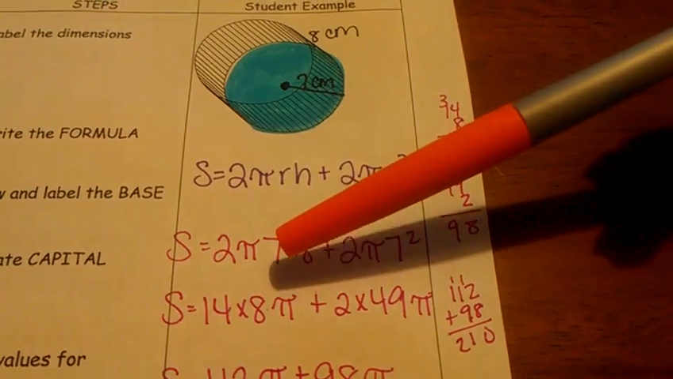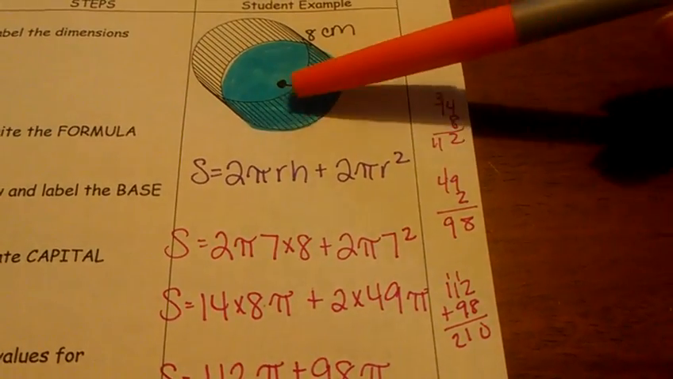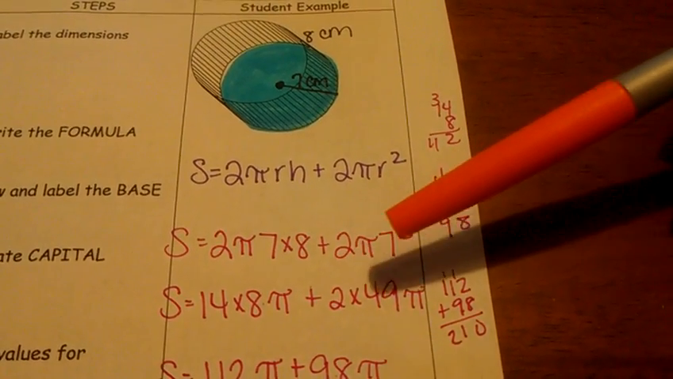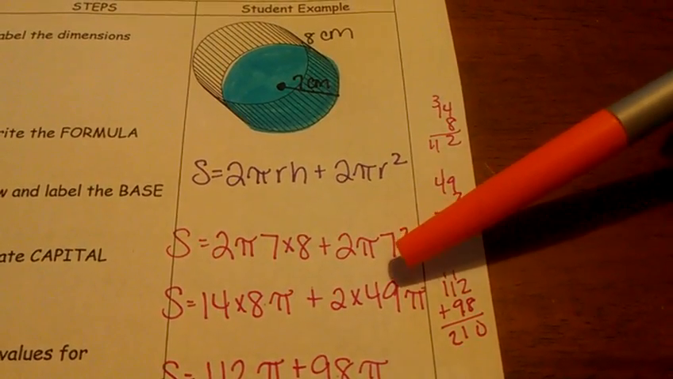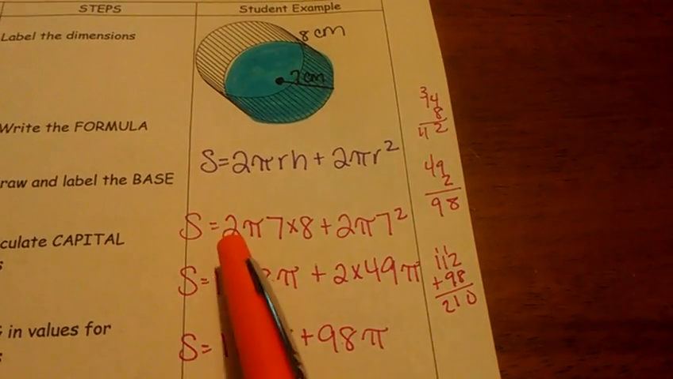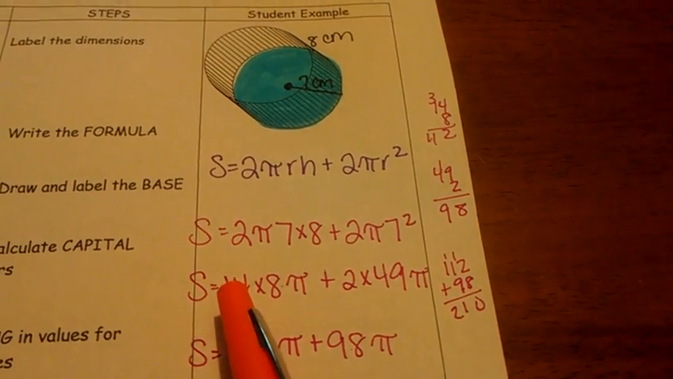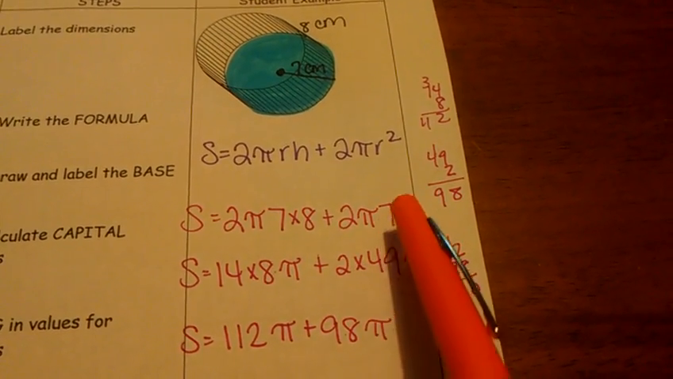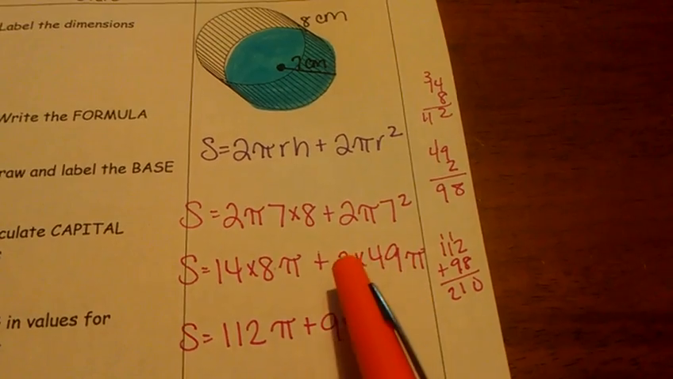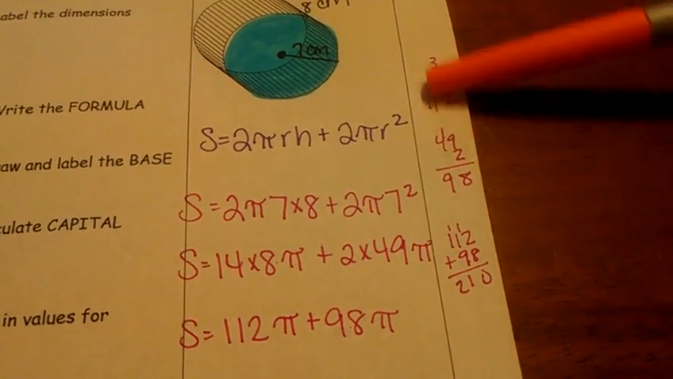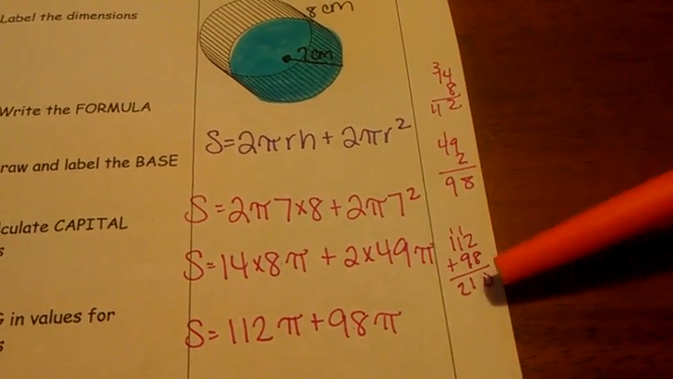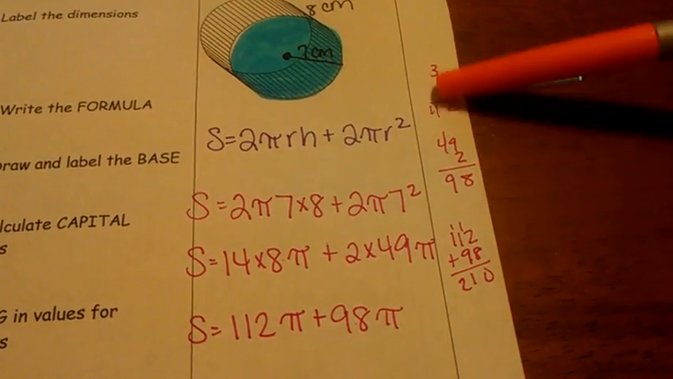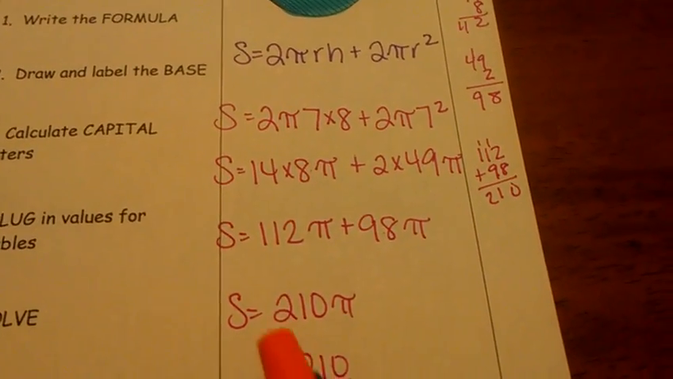2 times pi times 7. What's 7? 7 is my radius. Times height. What's my height? 8. Plus 2 pi R squared, which is 7, so 7 squared. 2 times 7 is 14. 14 times 8 is 112, so 112 pi. 7 squared is 49. 49 times 2 is 98. And guys, you can see, I've even got my calculations over here. I can't do all that stuff in my head, or technically I can, but look, I want to make sure I'm right, so I do my calculations over here.